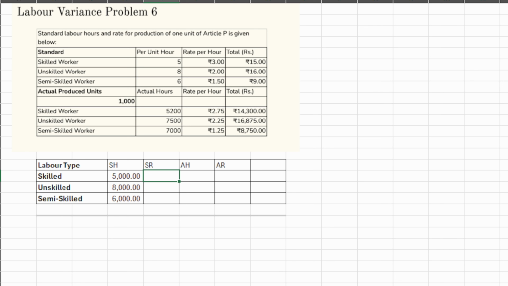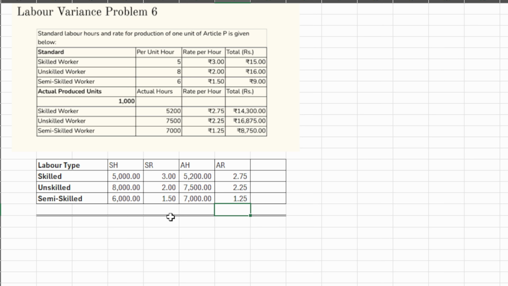Standard rate for skilled, unskilled and semi-skilled is 3, 2, and 1.5 respectively. Actual hour is given in the bottom table, which is 5200, 7500, and 7000. And next, actual rate: 2.75, 2.25, 1.25.